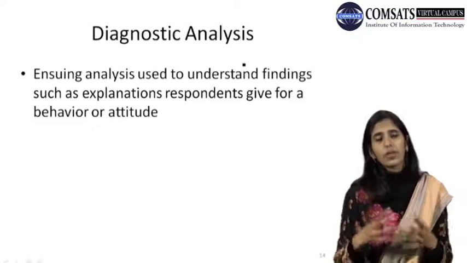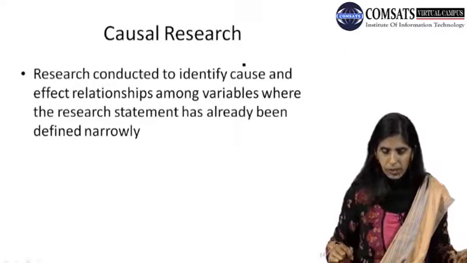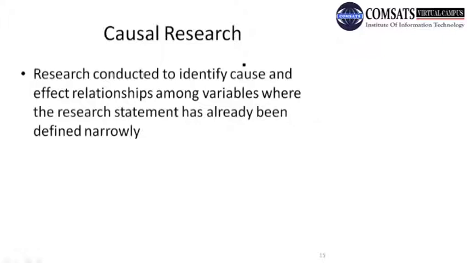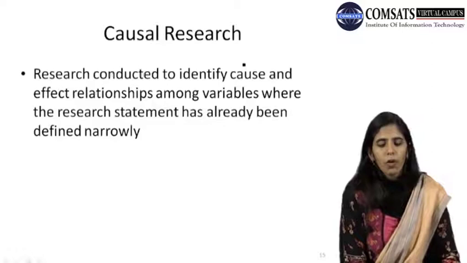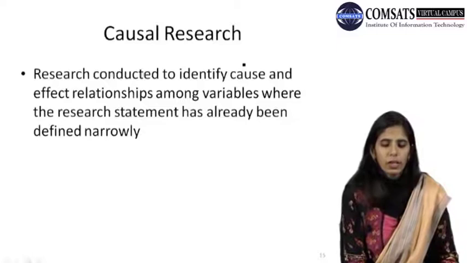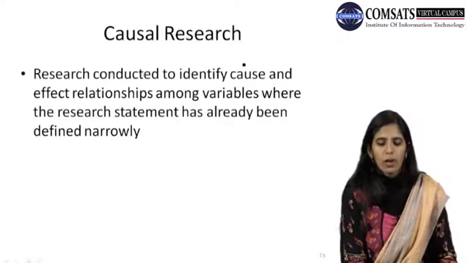Then comes the third method, or third category of research, which is causal research. Now in the third category of research, which is causal one, the researcher wants to analyze the relationship, or you can say the association, of two variables on the basis of cause and effect. So if research is conducted to identify cause and effect relationship among variables where the research statement has already been defined narrowly, we are actually conducting causal research.